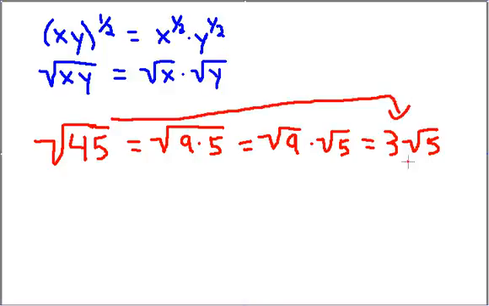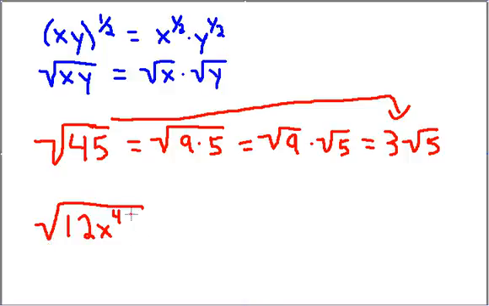3 radical 5. Let's take a look at one more example, this time one that has a variable in it. 12x to the 4th. And then we're going to put that within a radical sign. So the question is, simplify this monomial, the square root of 12x to the 4th.